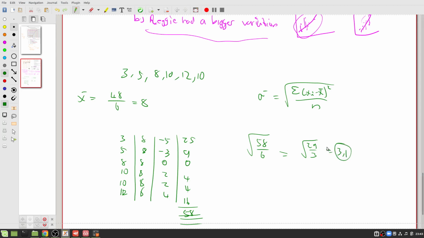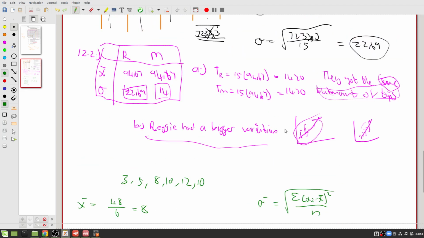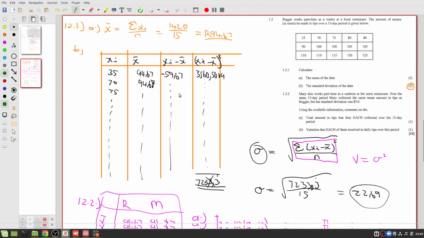3.1. Okay, so what this means is that, this is not really the correct terminology, but on average, each of these points is 3.1 away from the average, right? So how far is 3 away from the average? 3 away from 8 is 5 away, 5 is 3 away, 10 is 2 away, 12 is 4 away, and 10 is also 2 away. So we can say on average is 3.1 away. That's roughly what this means. So how far is each value away from the average on average? Okay, so that's standard deviation. Right, and that is it for question 1 part 2 then. And I'll see you for question 2 next time.